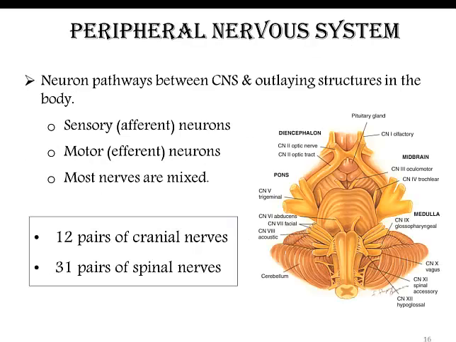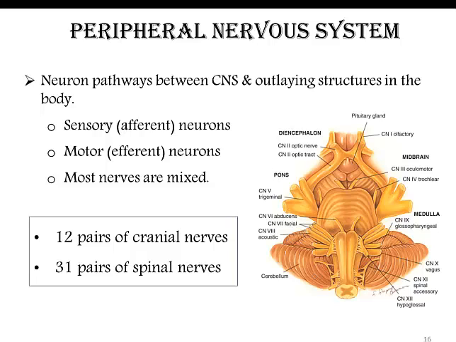Let's move on into the peripheral nervous system. Neuron pathways between the central nervous system and outlying structures in the body. This includes the sensory or afferent, which are impulses to the brain and spinal cord, and the motor or efferent neurons, which conduct impulses away from the brain and spinal cord. Most nerves, however, remember, are mixed, so they're both sensory and motor.